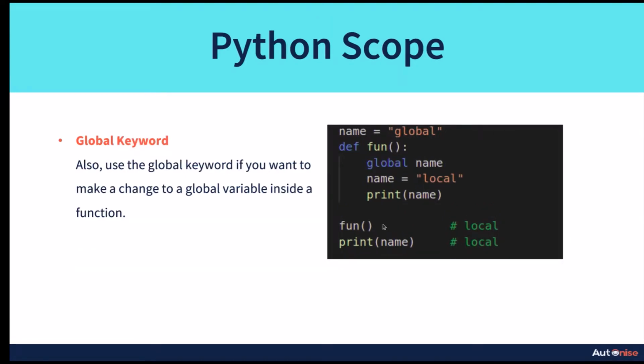This is the use case of the global keyword in Python. Using that, we can change the scope of variables and actually change the variable inside the code.